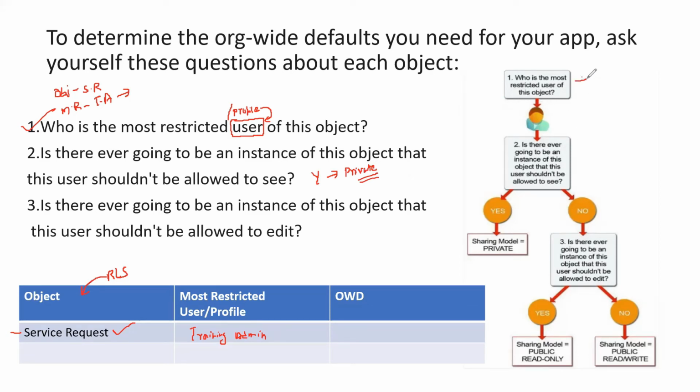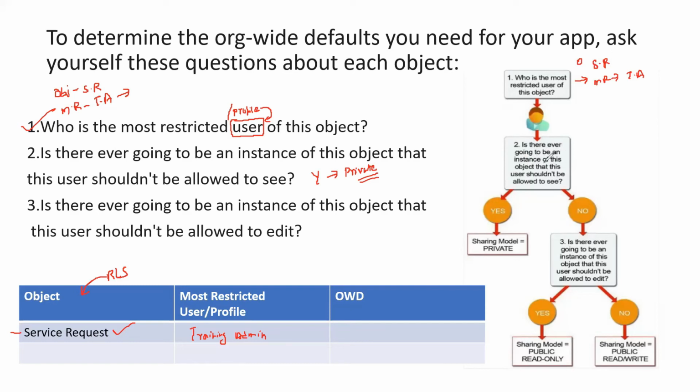You can see the same set of questions on the flow chart on my right-hand side. I'll quickly update the information. The object that we have selected is service request, and the restricted user that we have selected as part of our discussion is the training admin. Now the second question here is: is there ever going to be an instance for this object that this user should not be able to see?